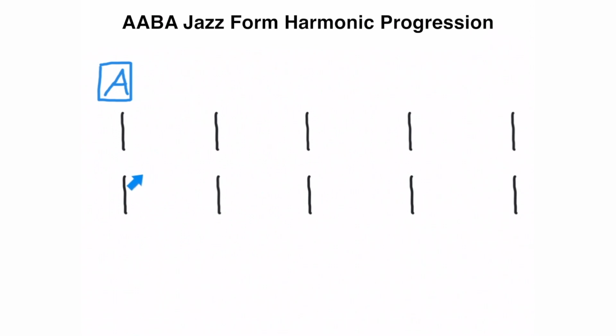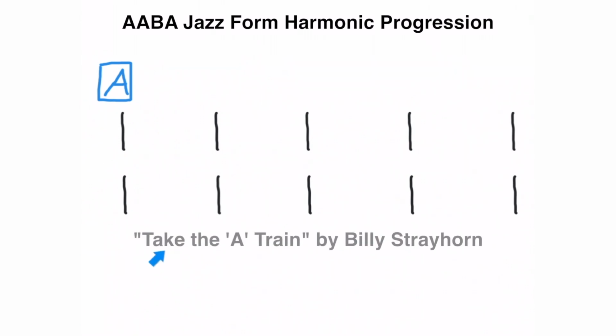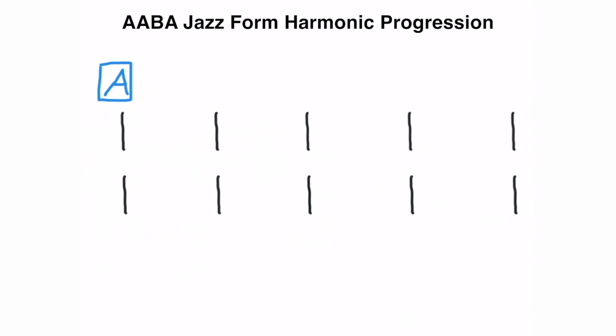Now, many jazz tunes will start squarely in the key. So for example, we might start with the 1 chord and then move on from there. A great example of this is the tune Take the A Train, which begins with the C major 7 chord. Other tunes will start more ambiguous.